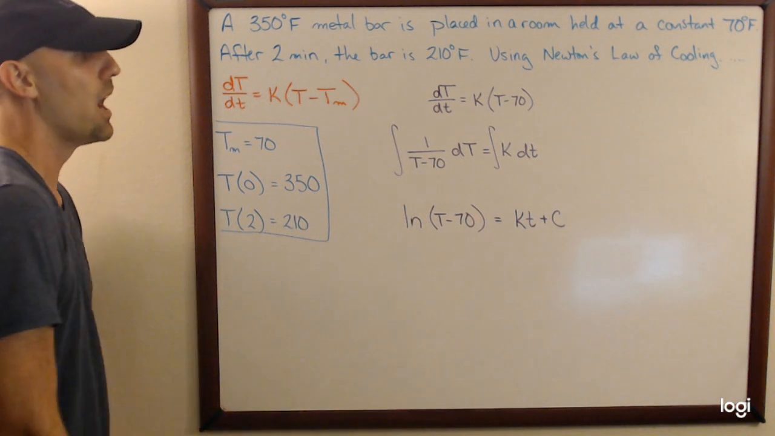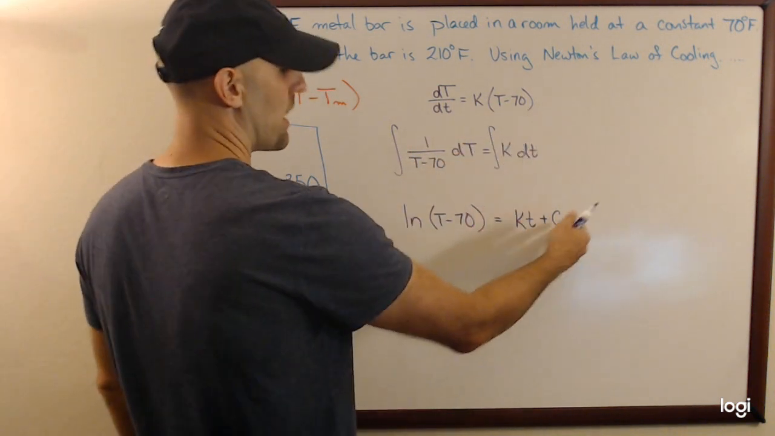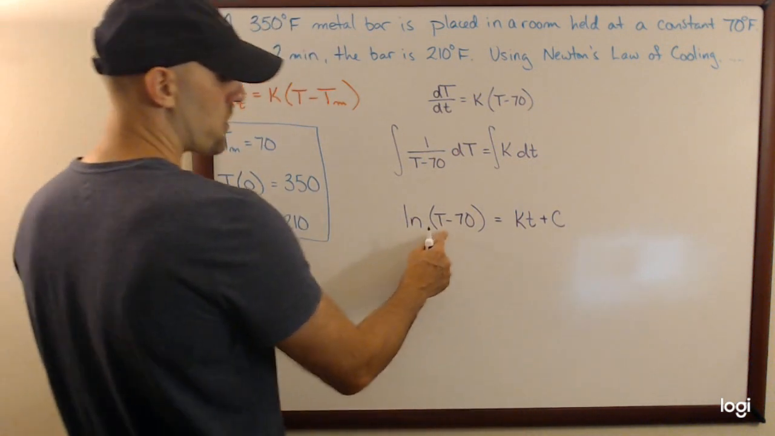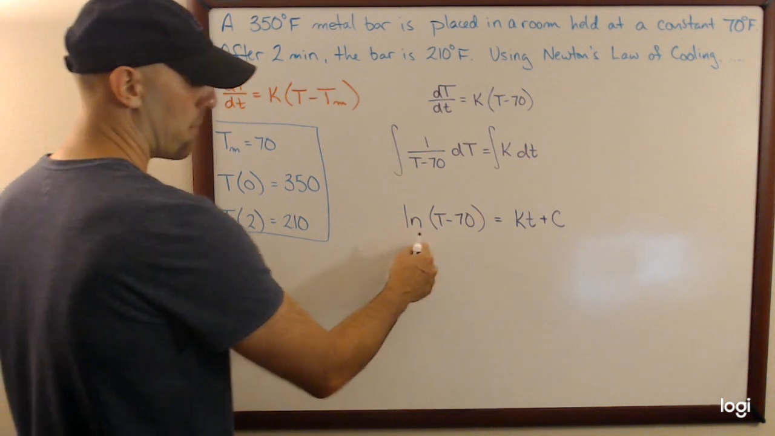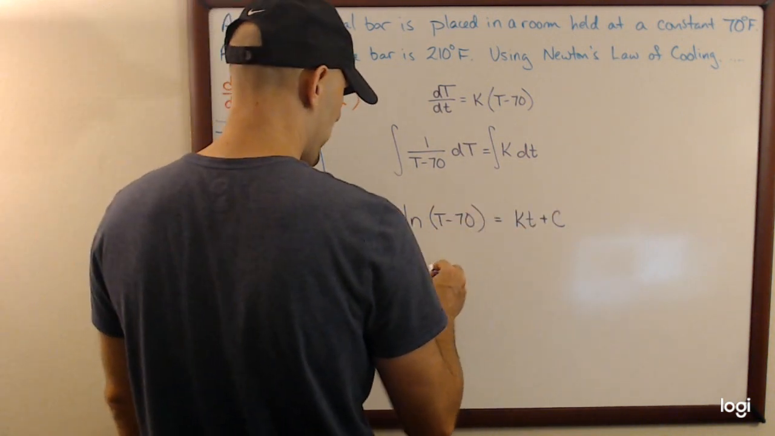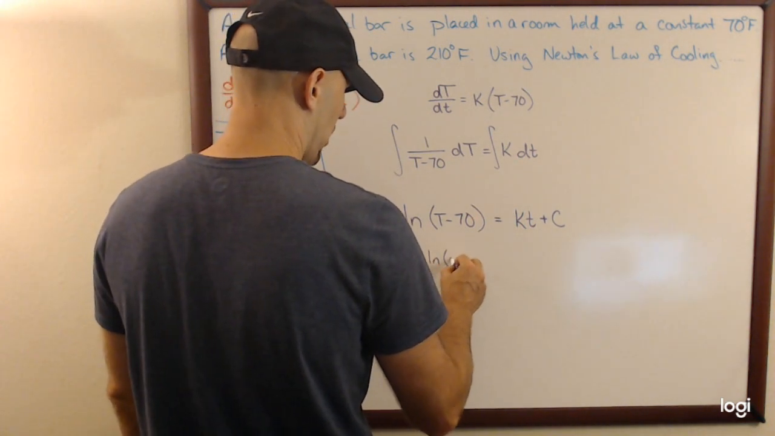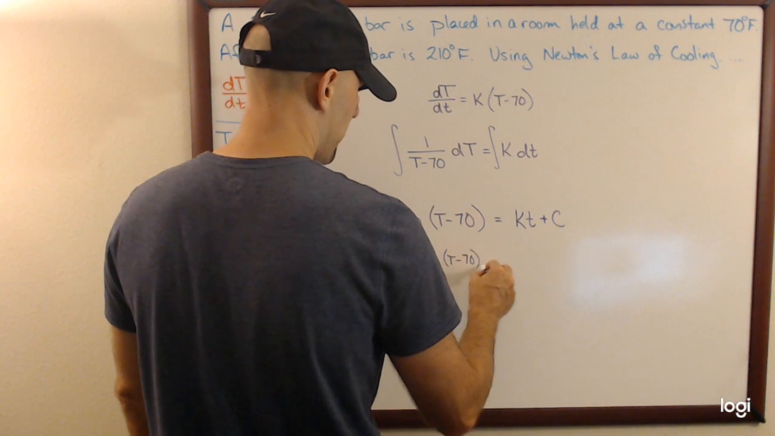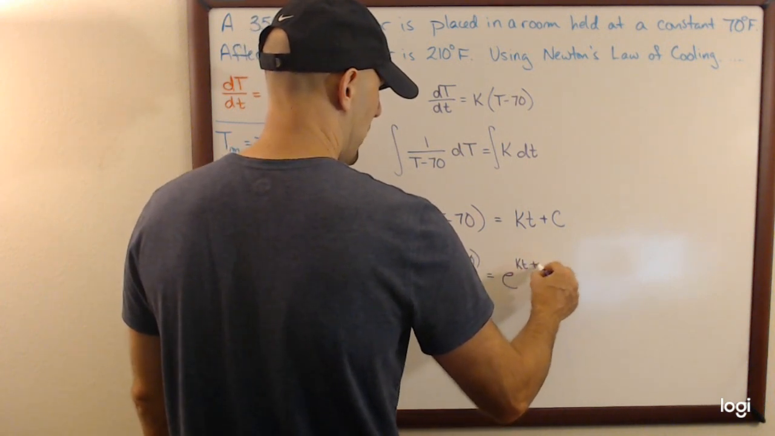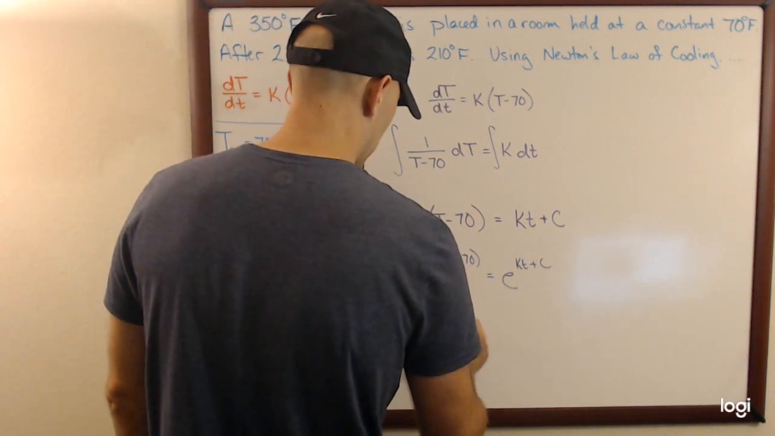Okay. Integral on the right-hand side, k is just a constant. Integral of a constant is k times t plus c. It's a random constant. And then I can solve for my temperature here by exponentiating both sides. I'll raise e to the natural log of T minus 70. On the right-hand side, e to the kt plus c. Left-hand side's pretty easy. That's just T minus 70.